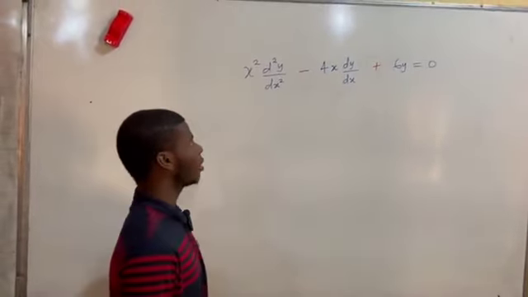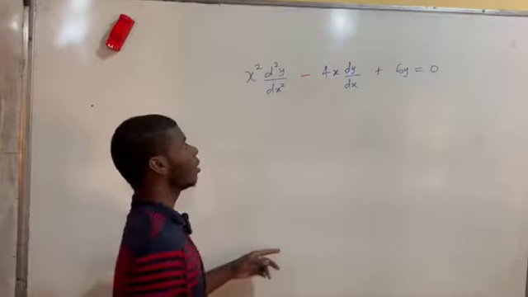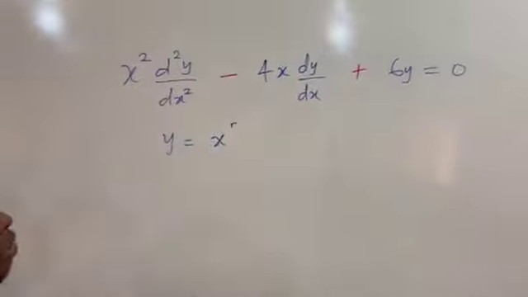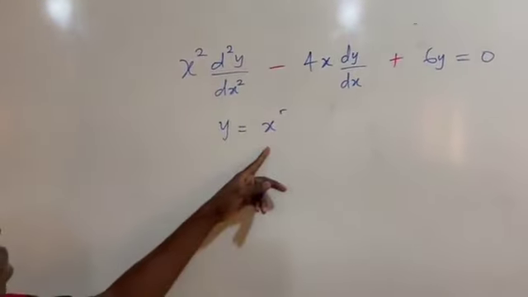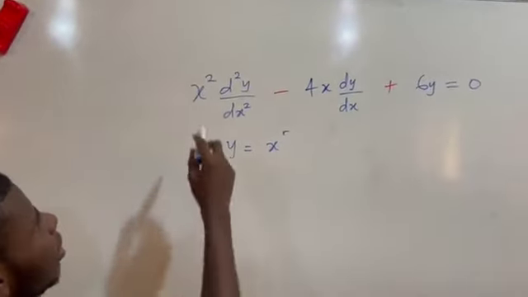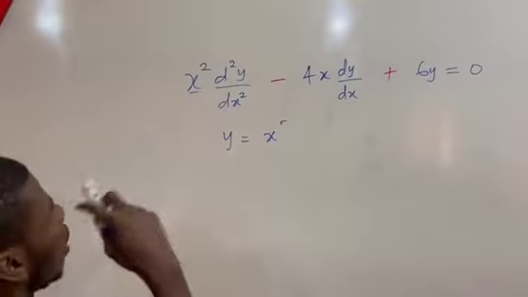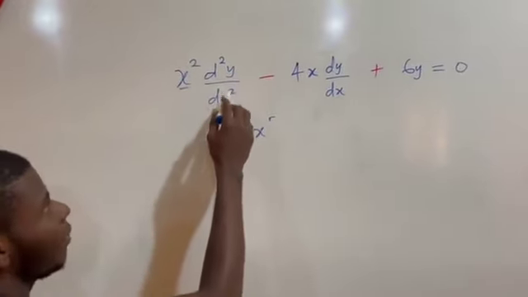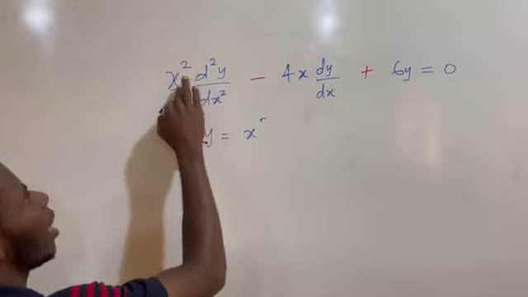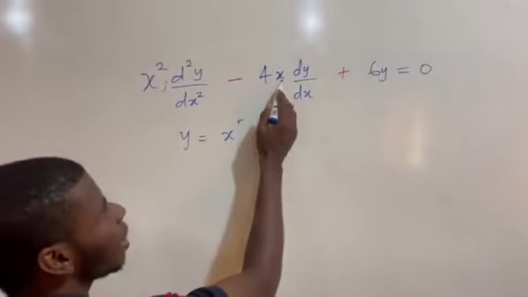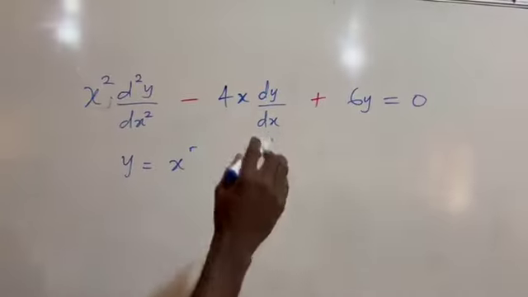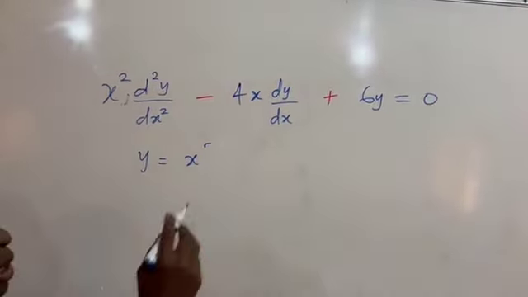If you want to solve this type of equation, you need to assume that the solution is y equals x to the power of r. And why does this work? It's because if you observe this equation well, you notice that we have x squared, and we have the second derivative with respect to x multiplying it. We have the first derivative multiplying x, with the same powers. The derivative and the powers are both the same.